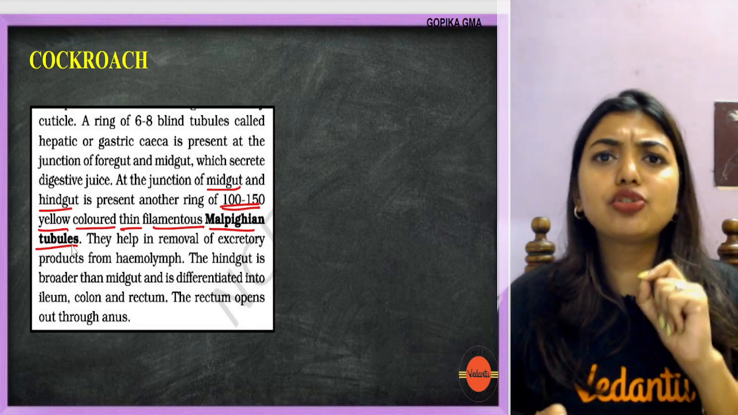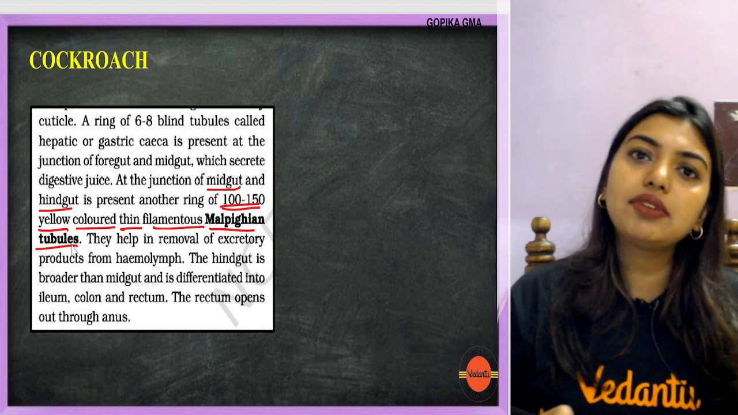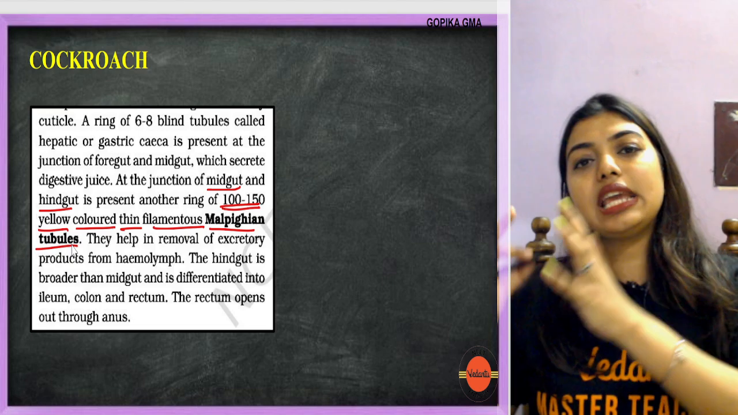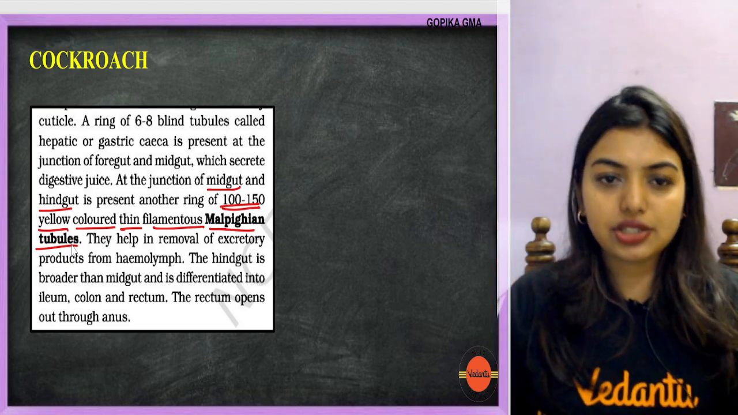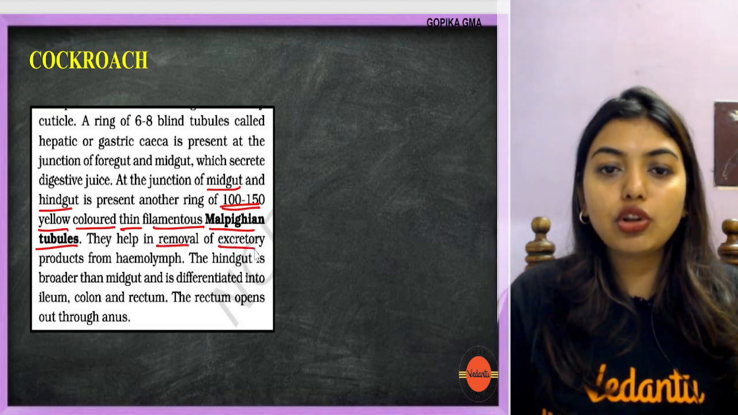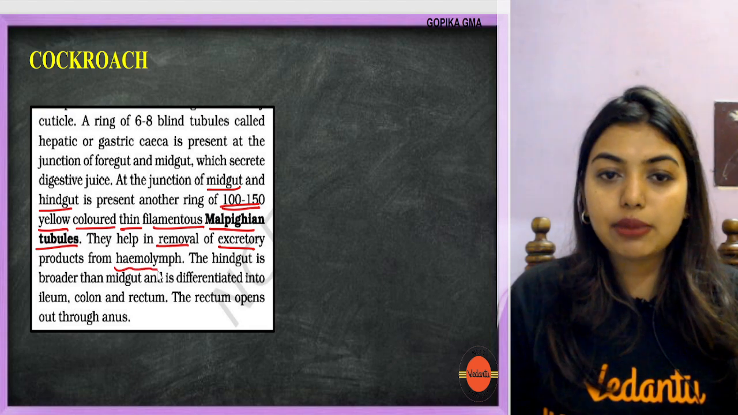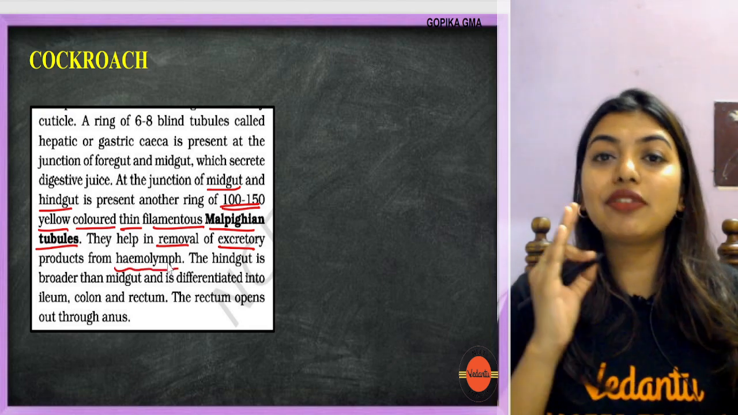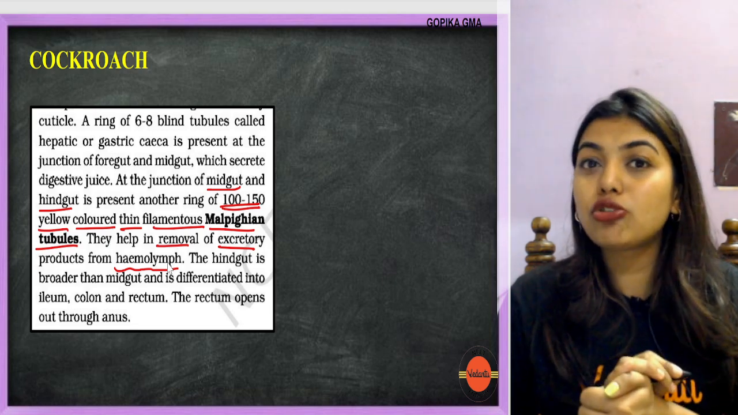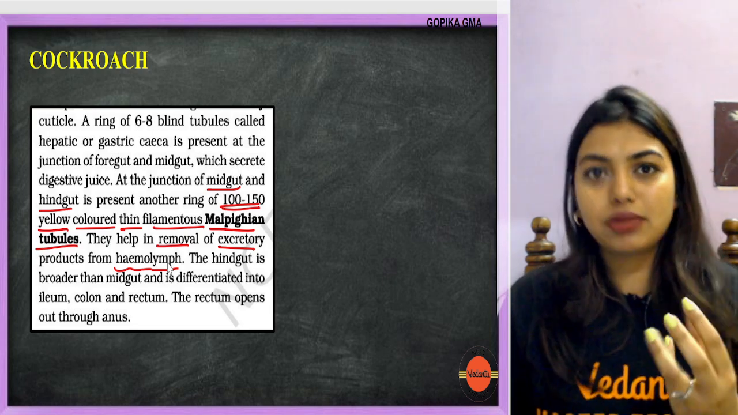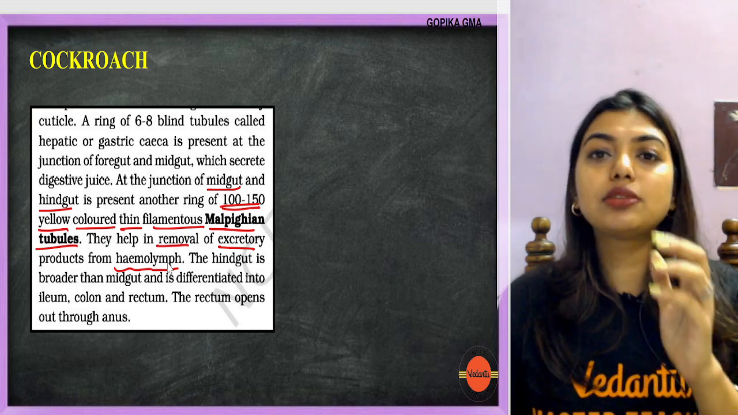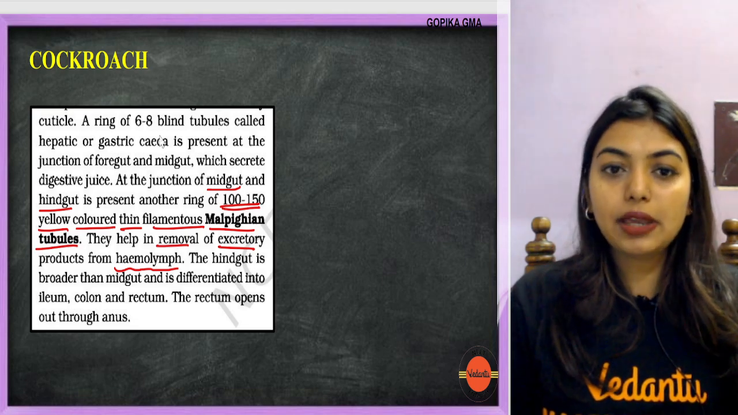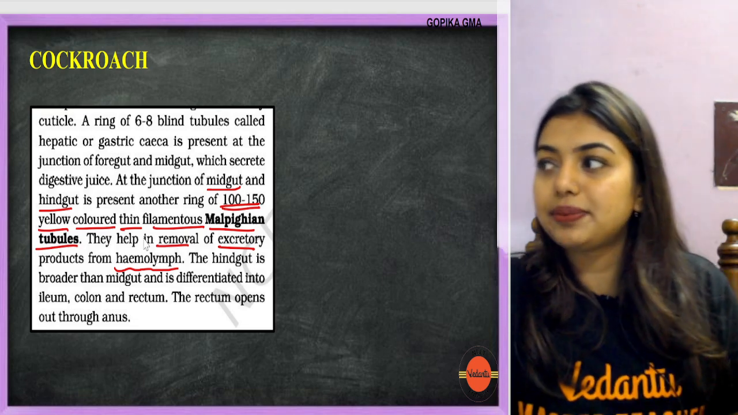Now, malpighian tubules, ma'am, I have learned it in excretion. Why are we learning it in digestion? Exactly, the same malpighian tubules you are going to study in excretion. They help in removal of excretory products from the hemolymph. All of you, knowingly or unknowingly, would have stamped a cockroach and noticed that white color comes out.